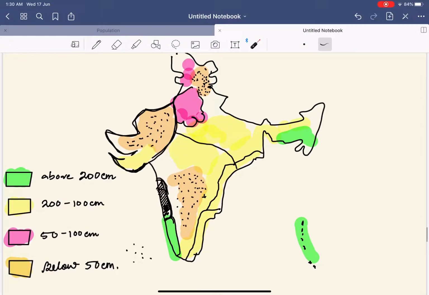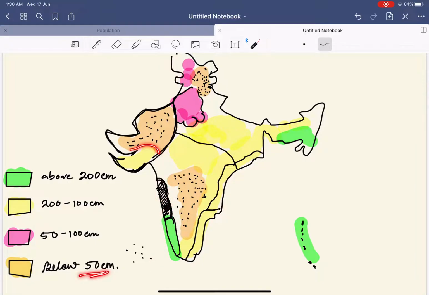Next, we have over here a region of below 50 centimeter of rainfall. What is the region below 50 centimeter of rainfall? Below 50 centimeter of rainfall, we have this region, and this region I would call the rain shadow region of the Western Ghats. It is because of this rain shadow region of the Western Ghats that the Arabian Sea branch does not provide rainfall to this part. Understand this.